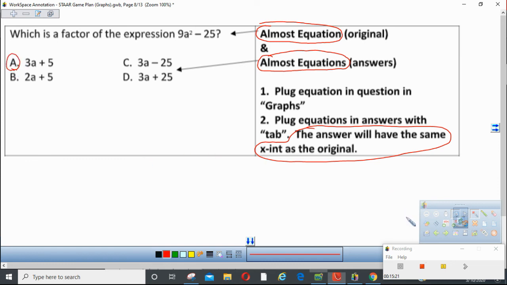If for some reason you don't know what an x-intercept is, you need to watch the video on attributes because that will really go into depth on what an x-intercept is.